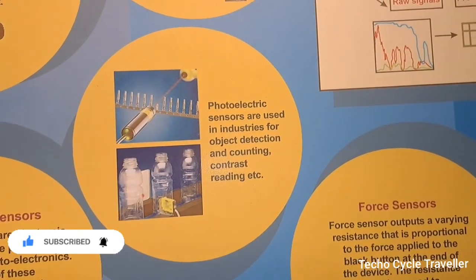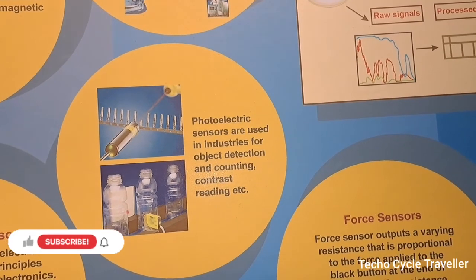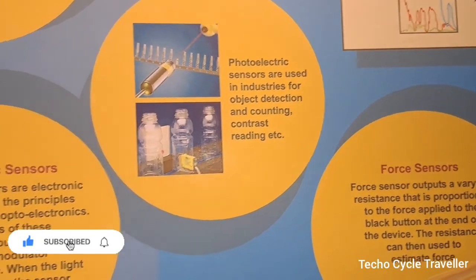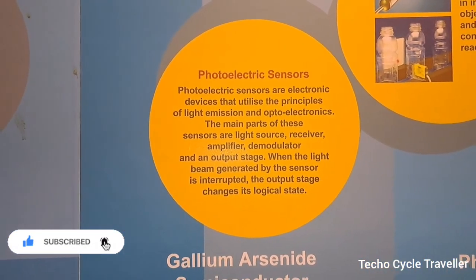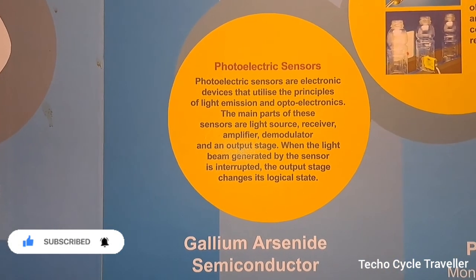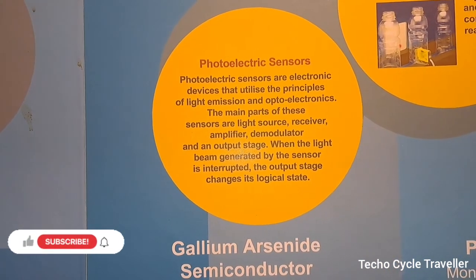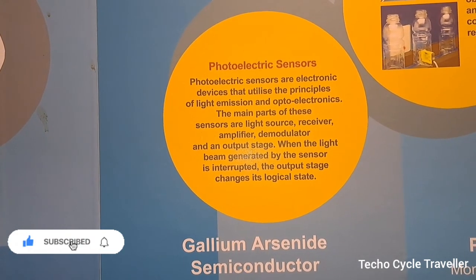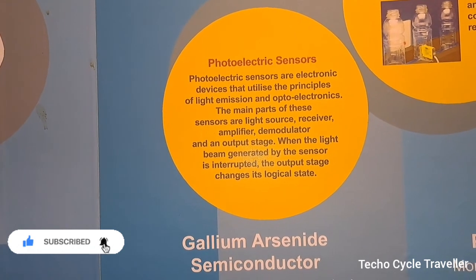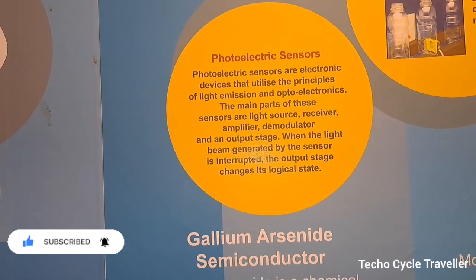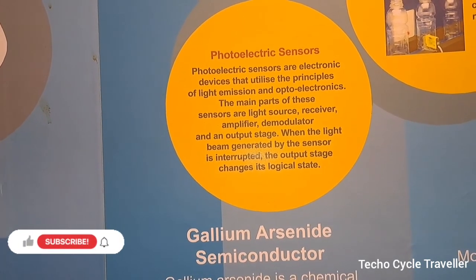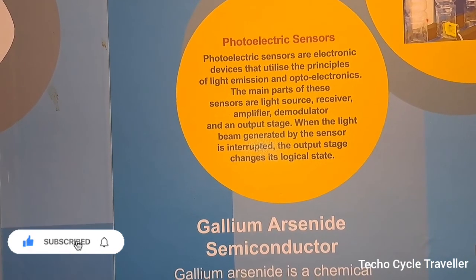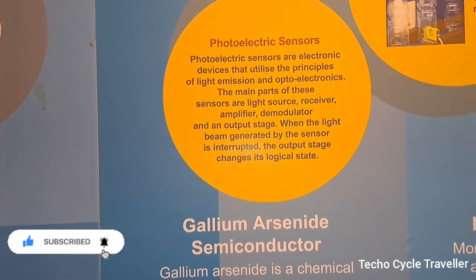Photoelectric sensors. Photoelectric sensors are used in industries for object detection and counting, contrast reading, etc. Photoelectric sensors are electronic devices that utilize the principles of light emission and optoelectronics. The main parts of these sensors are light source, receiver, amplifier, demodulator, and an output stage. When the light beam generated by the sensor is interrupted, the output stage changes its logical state.